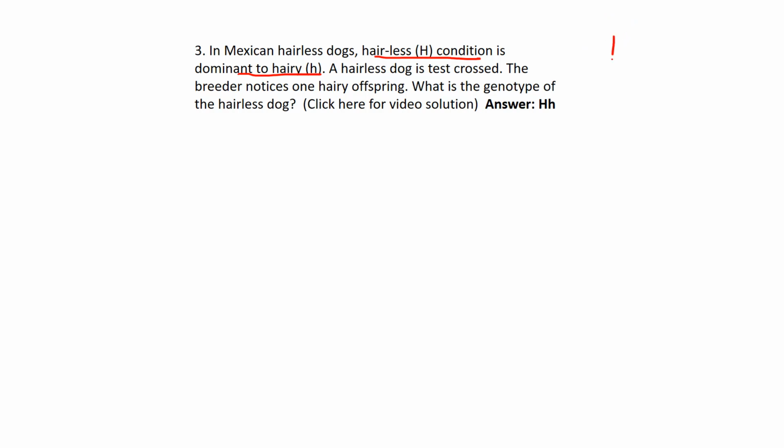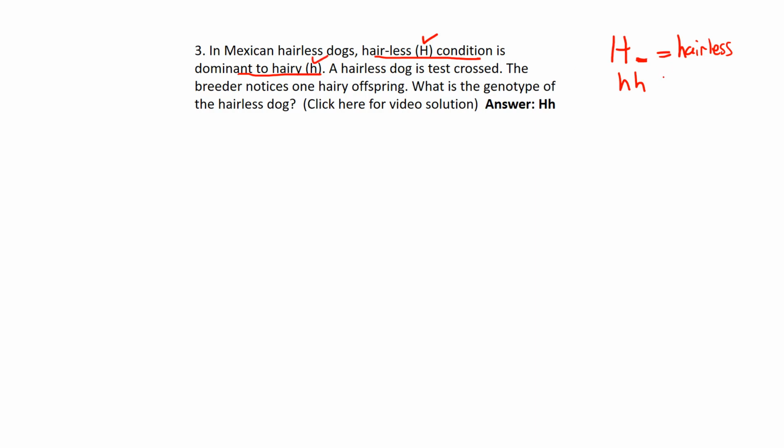So hairless condition, capital H. In this case, they actually gave you the notation, so use the notation that's provided in the question if they gave it to you. Capital H, again, it doesn't matter what the other allele is. As long as one of those alleles is a capital H, that is always going to be hairless. Okay? And the recessive is hairy, so it gets the little h's.